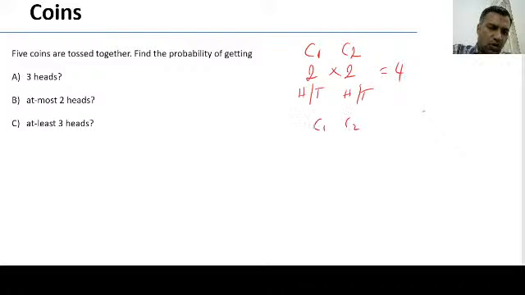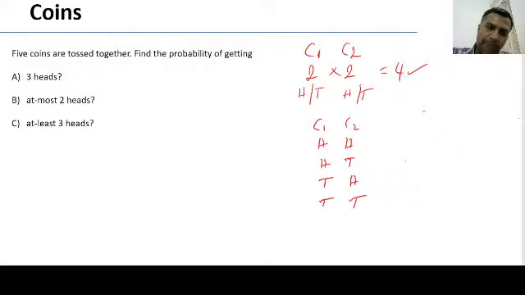For coin 1 and coin 2, you may say that both are heads, or one head and one tail: coin 1 head and coin 2 tail, otherwise coin 1 tail and coin 2 head. Lastly, both are tails. These are the 4 outcomes. So from where did we get this 4?